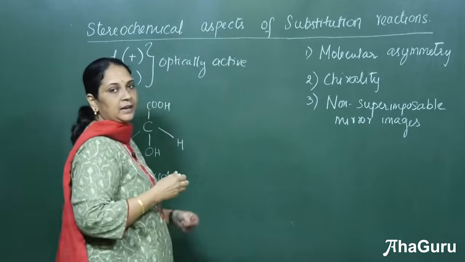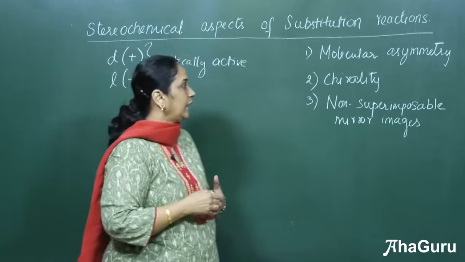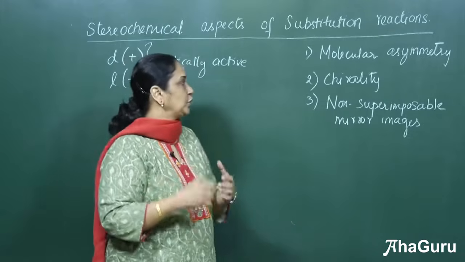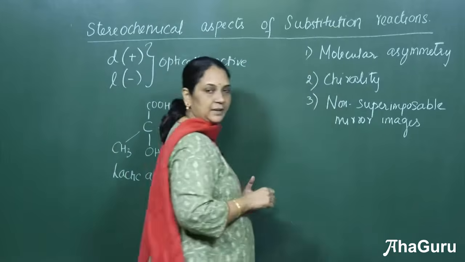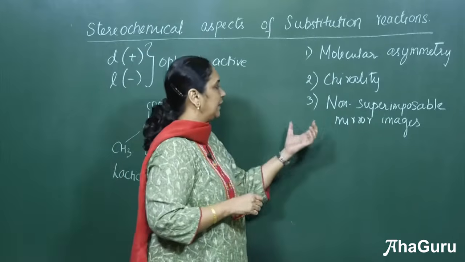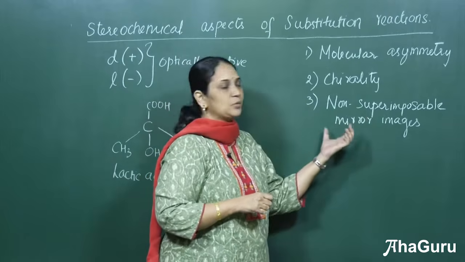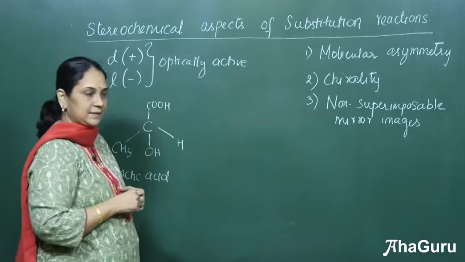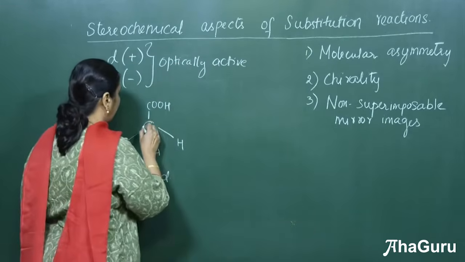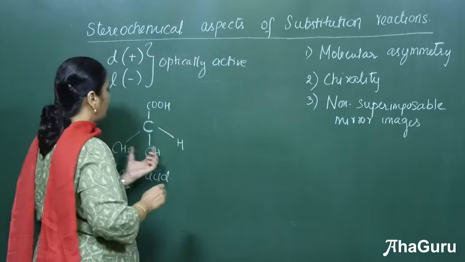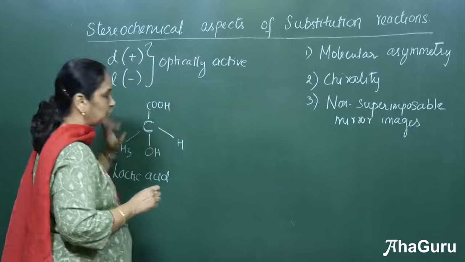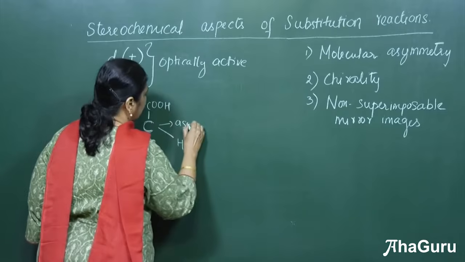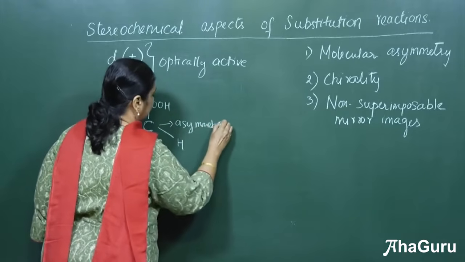Now, how do we find whether a compound is optically active? The major points to remember are that the compound should possess molecular asymmetry, chirality, and non-superimposable mirror images. Let me explain all these three points with an example, lactic acid. Here, this carbon has four different groups attached to it. So this carbon is an asymmetric carbon.